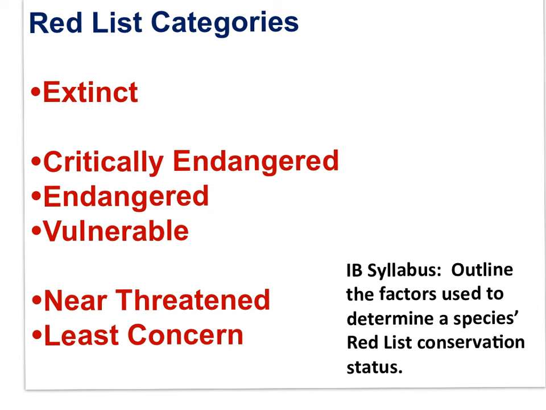The IUCN Red List puts species into categories based on estimates of how threatened the species are. The Red List categories are extinct, critically endangered, endangered, and vulnerable. These three are of the greatest importance to conservationists.